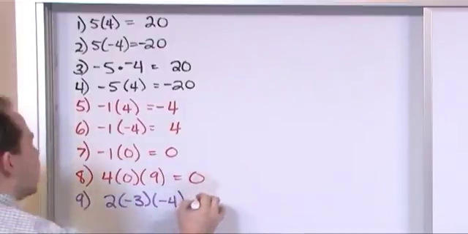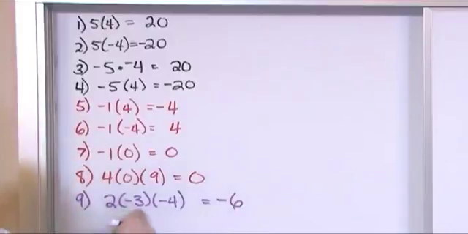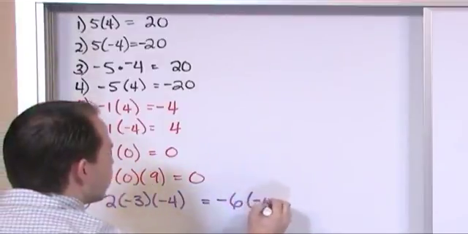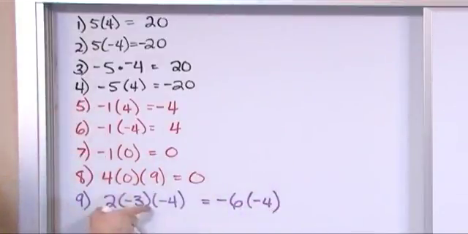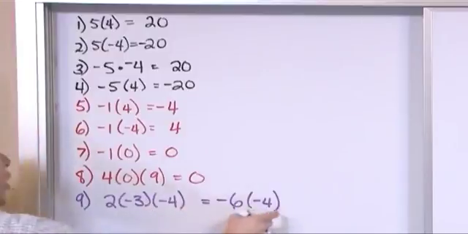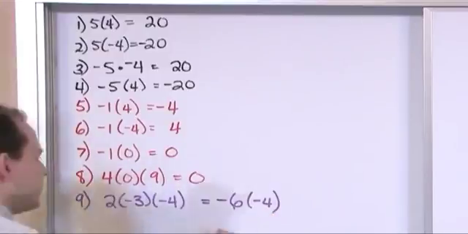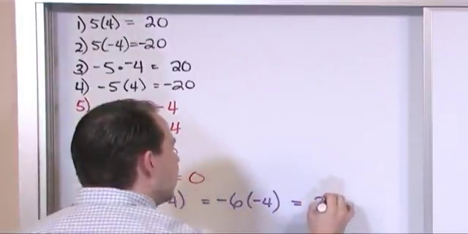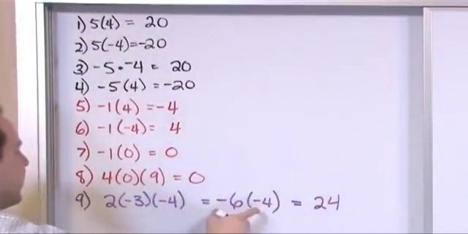2 times negative 3 is negative 6, because 2 times 3 is 6, and these signs are different, so they have to have a negative here. But don't forget, we still have to multiply by this negative 4. So we just write it like that. We've done this multiplication, and we carry this along because we haven't done that yet. Now, 6 times 4 gives you 24, and the sign is positive because these are both the same.